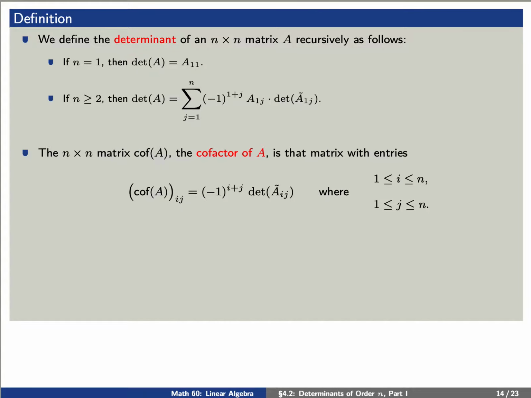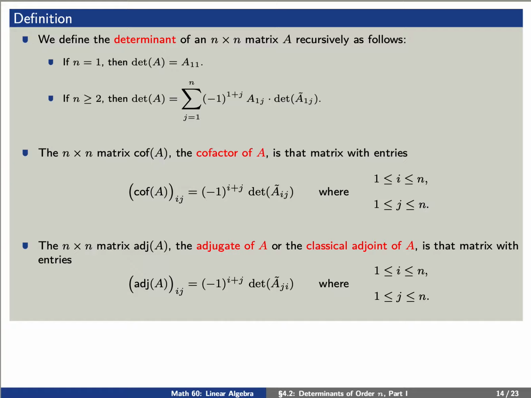The following n by n matrix is called the cofactor of A. We'll define it entry by entry as follows. The ij entry of this cofactor matrix is a certain alternating sign times the determinant of the matrix Aij tilde. Remember that Aij tilde is what we get by looking at the matrix A and crossing out row i, column j. This matrix has entries which are determinants of smaller matrices.